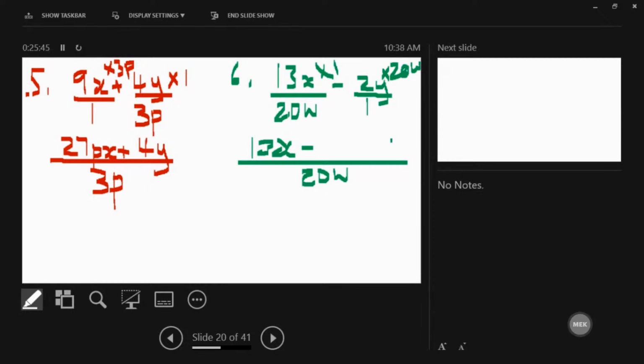And that is going to give 40wy. So our answer is 13x minus 40wy over 20w. And this cannot be simplified, because even though we could cancel the 20w into the negative 40w, it could go into the 13. And we can't cancel these two terms or these two terms. It has to be all three. Whatever you're using to cancel has to be able to divide into all three. It has to be a common factor of all the terms.